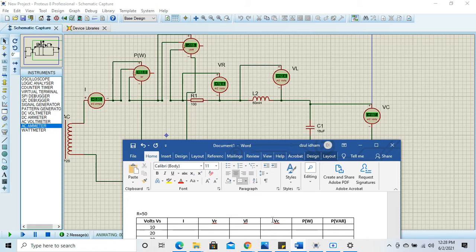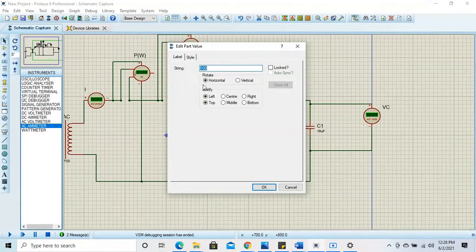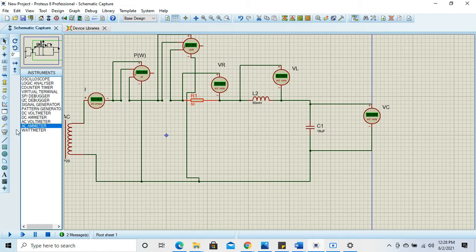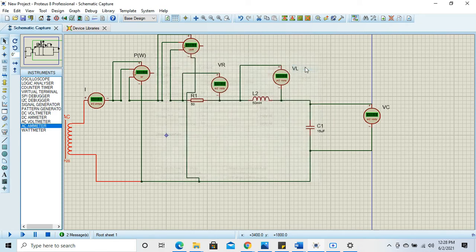For the second activity, we used the resistance value of 50 ohms. So we changed the resistor value to 50 ohms, and we start with the ratio 1 to 24, a 24 to 1 step down transformer. Okay, let's do it.